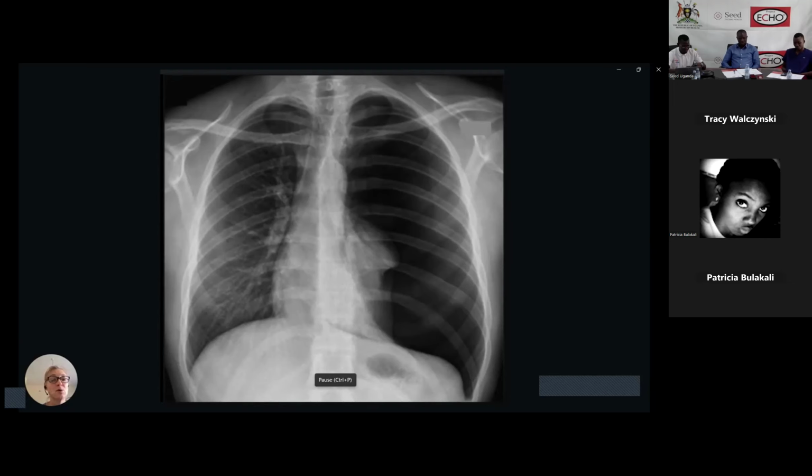So although it's great to be able to identify these features on a chest x-ray, a tension pneumothorax is a clinical diagnosis. The patient will look like they have air hunger. They will be hypoxic, they will be hypotensive, and their affected side will be hyperexpanded and hyperresonant to percussion.